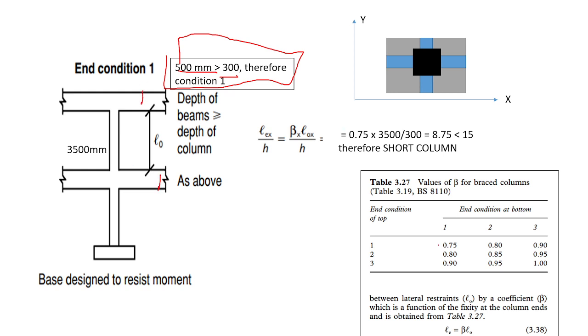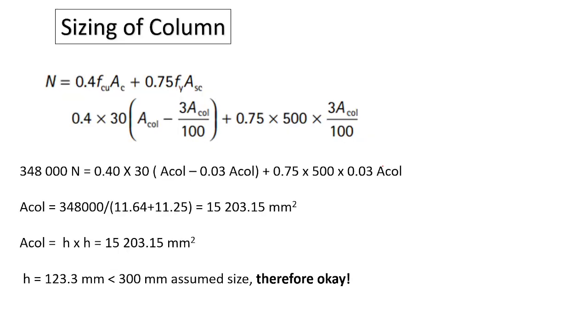So in this case, this is 0.75, meaning it's less than 15, and that means this is a short column. Now if it's greater than 15, as I said, you can just increase the edge or section so that it would satisfy the condition on short column.